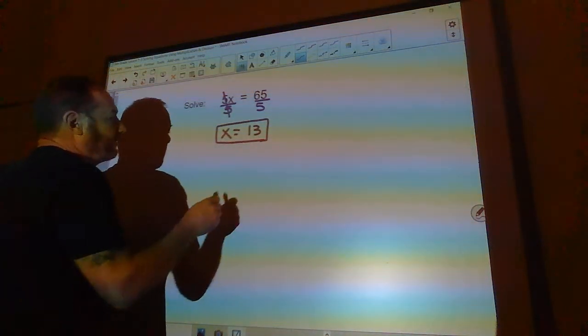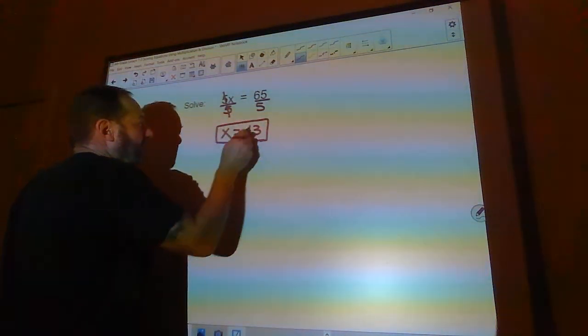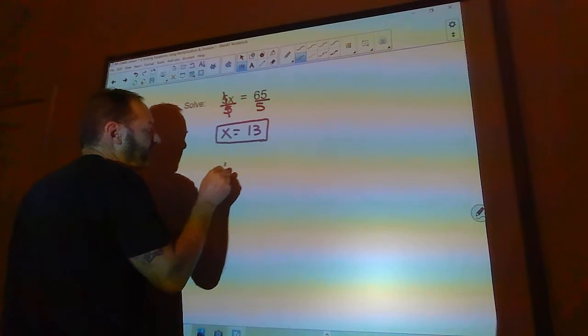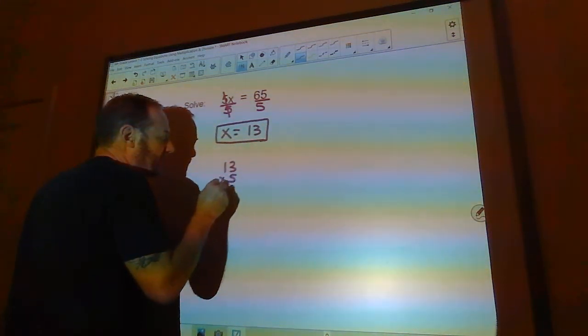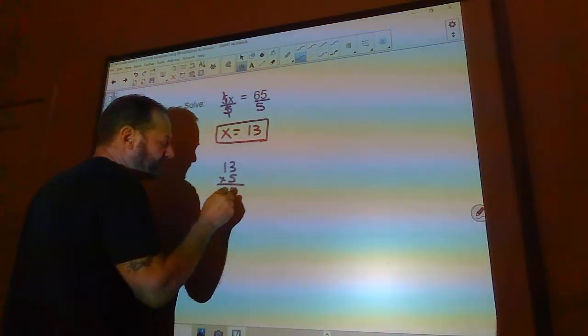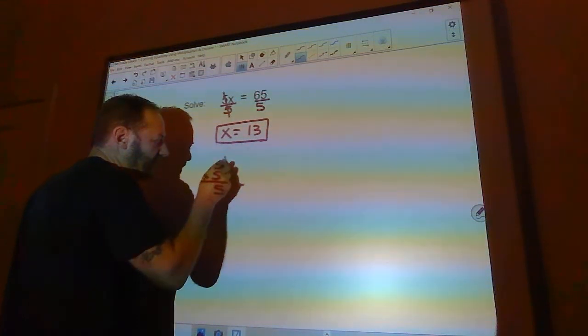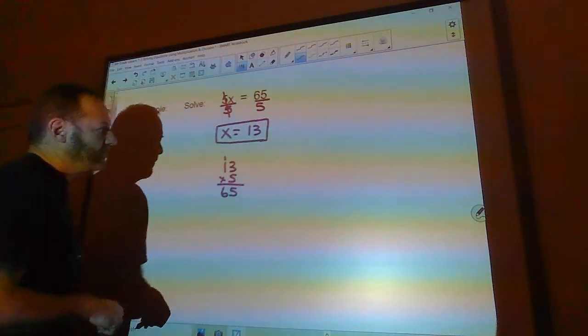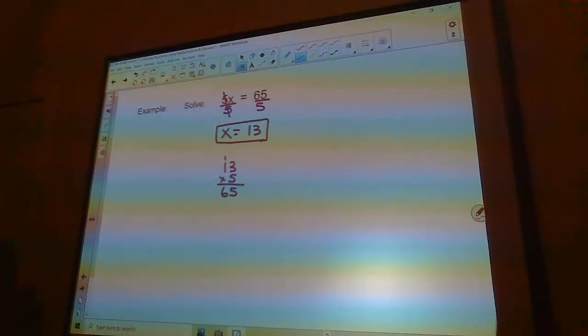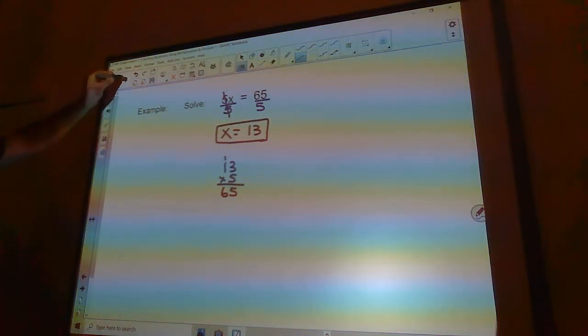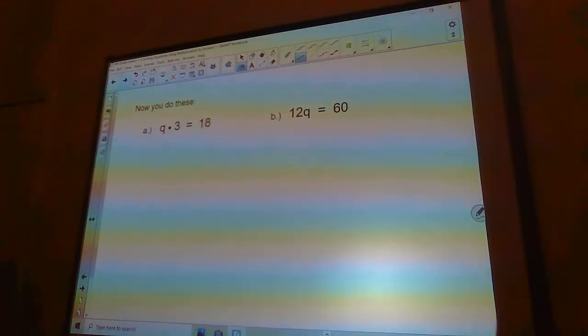And if I really wasn't sure and wanted to check it, I could just plug 13 in there. 13 times 5 should be 65. Let's see, that's 15, carry my 1, 5 plus 1 is 6. Oh, look at that, it worked out. So you pause the video and do these, then jump back on here, and check that you got them right.